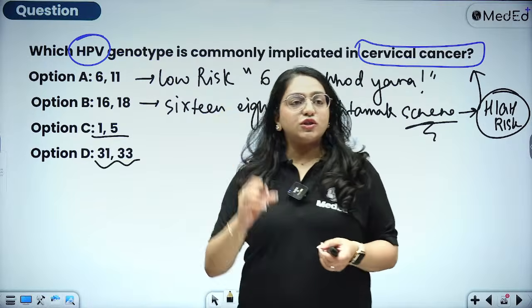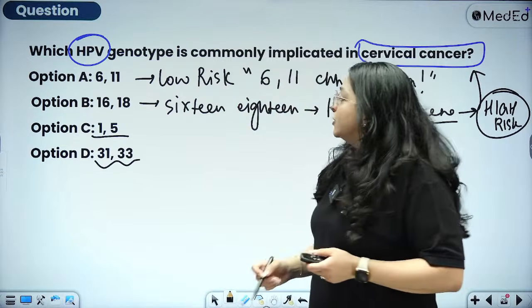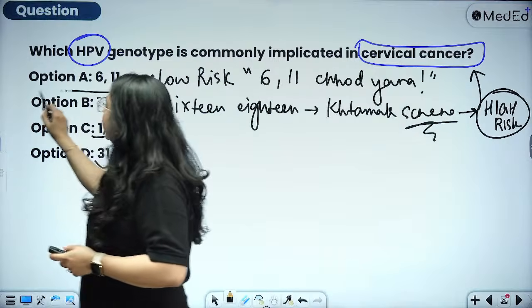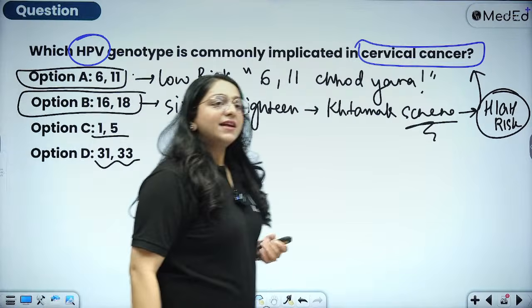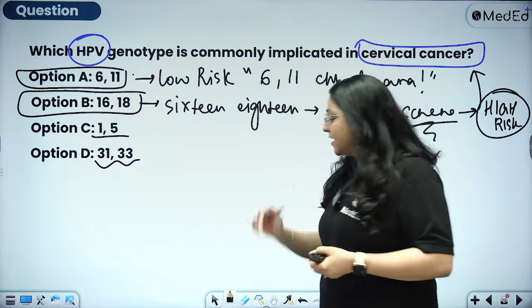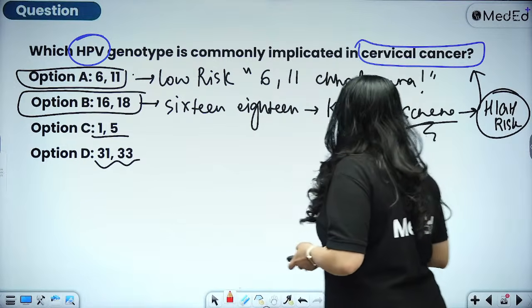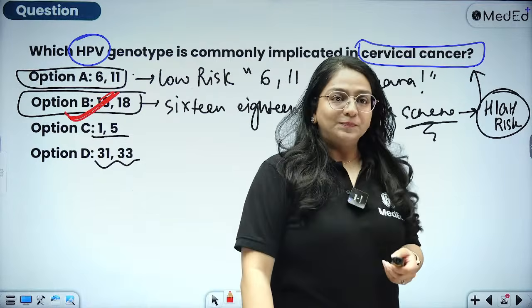31-33 are also associated with cervical cancer but less likely. So the highest risk is 16-18. The two most important things you have to remember are 6-11 and 16-18. 6-11 chhod do, low risk; 16-18 khatarnak scene. So you get high risk serotype 16-18. This becomes your answer.